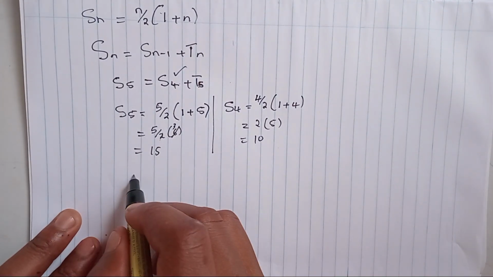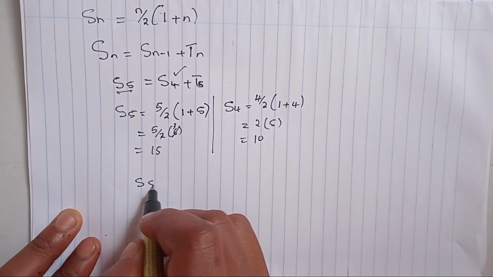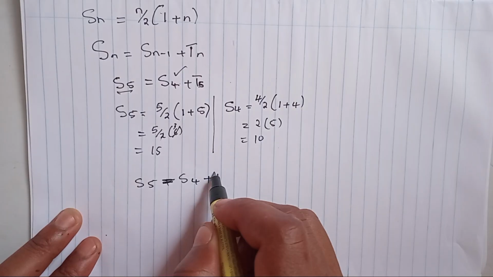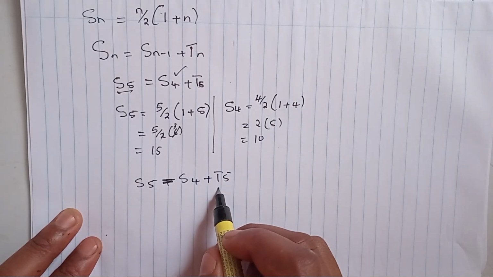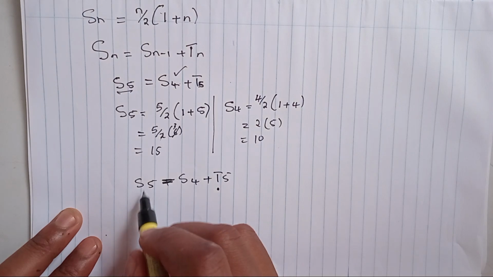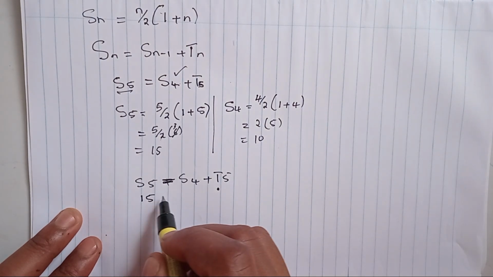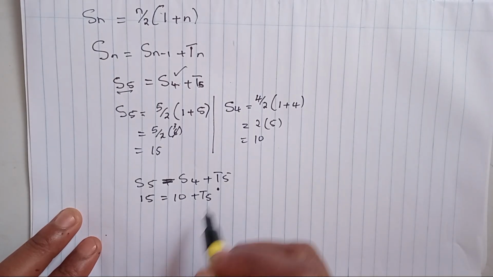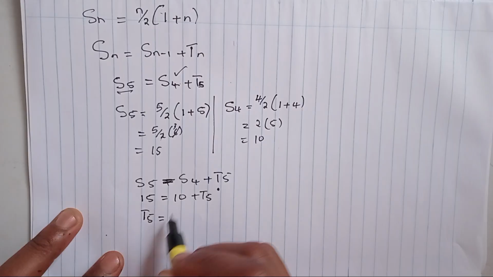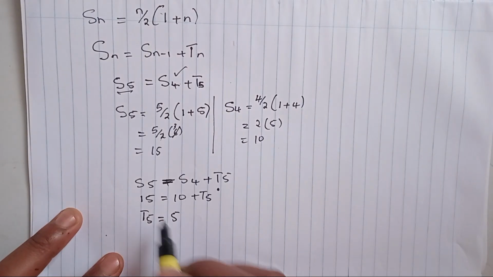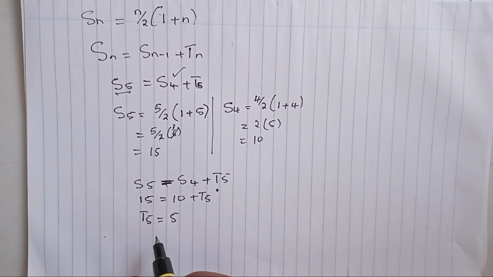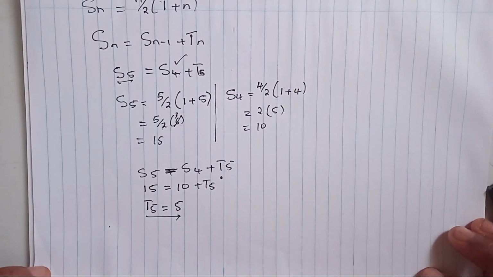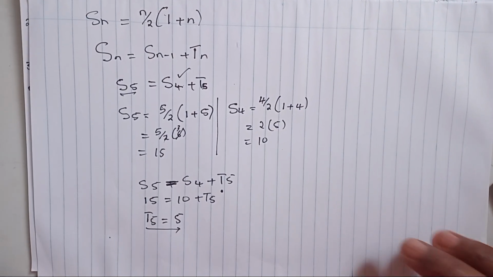Now I know that S5 is equivalent to S4 plus T5. I'm looking for T5. So how am I going to get T5? I'm going to say S5, which is 15, is equivalent to 10 plus T5. So it means that our T5 is going to be equal to 5 because it's 15 minus 10. So that's how you're going to get that question.